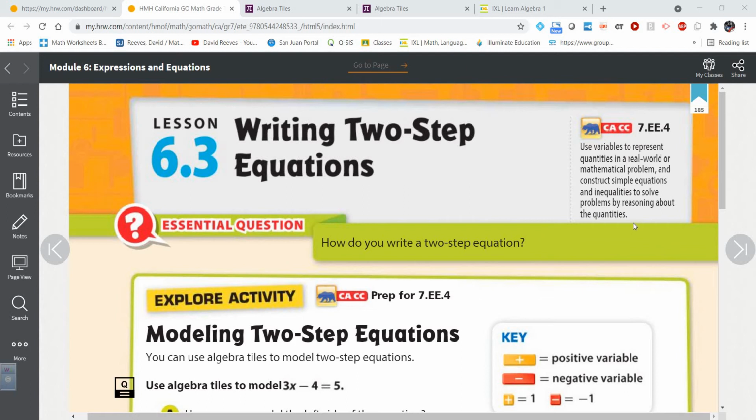All right, so this is lesson 6.3 in your Math 7 textbook. So we have been solving two-step equations, but many times we need to do some problem solving, so we need to know how to write two-step equations.